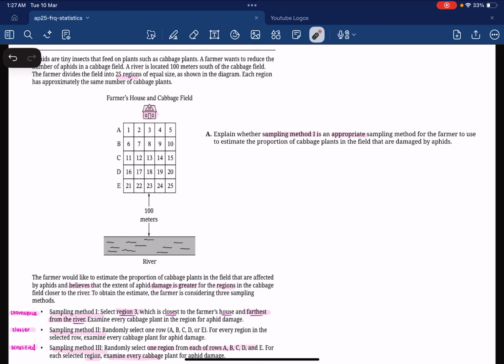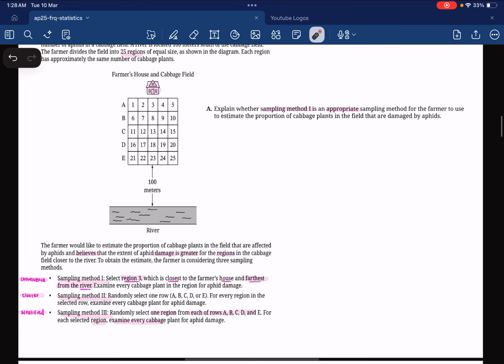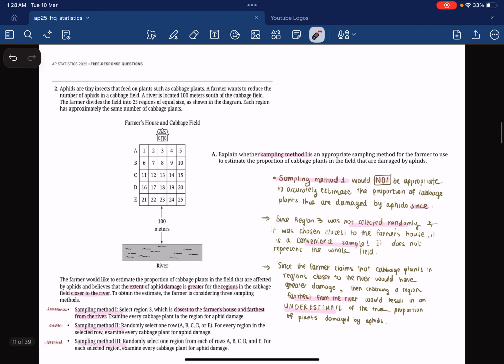Second thing is that since this region is farthest away from the river, I expect the proportion that I calculate to be an underestimate of what the true proportion should be of the percentage of plants from the entire field that are damaged by aphids. And so how do I answer this question to get the full mark?